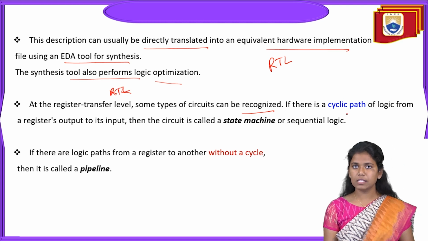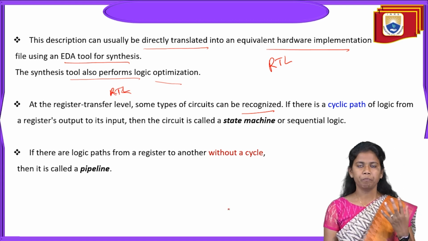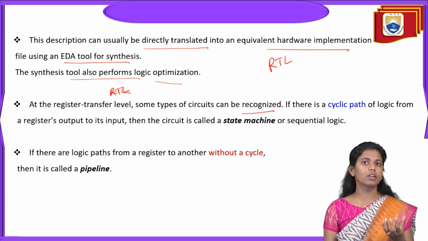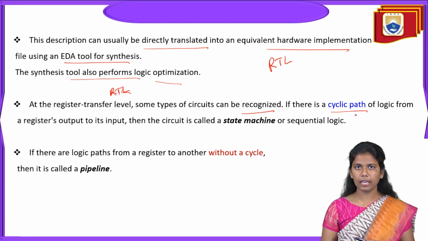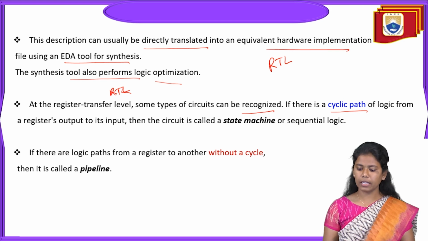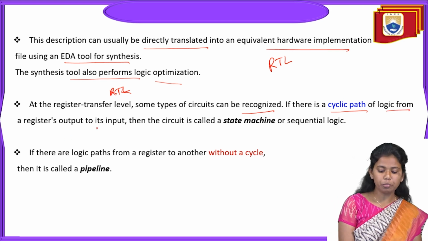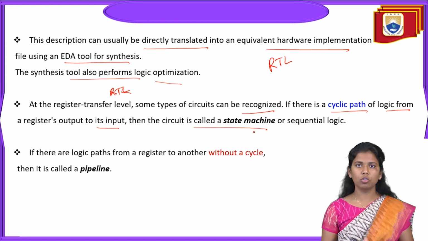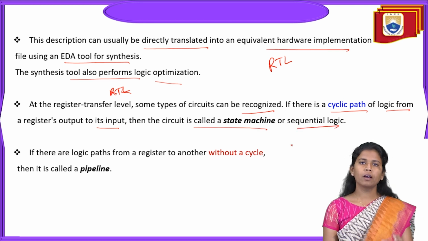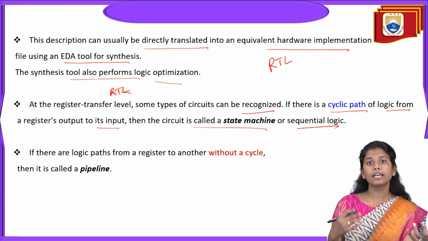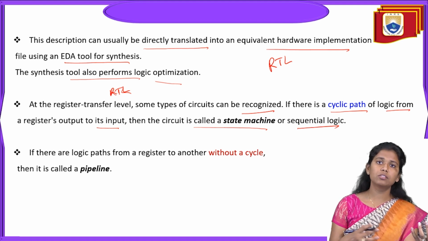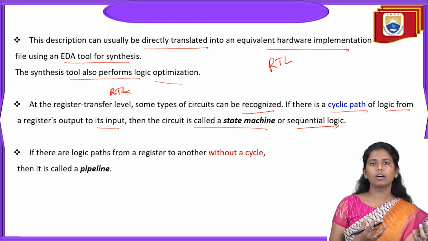And then, when you are designing some device, some module, or some digital circuit, if you come across a loop or a cyclic path of logic from register outputs to inputs, then the circuit is called a state machine or sequential logic. So when you have designed a module that consists of any sort of cyclic representation, I can remind you of the Mealy and Moore machines. In these Mealy and Moore machines, we see there is a feedback.